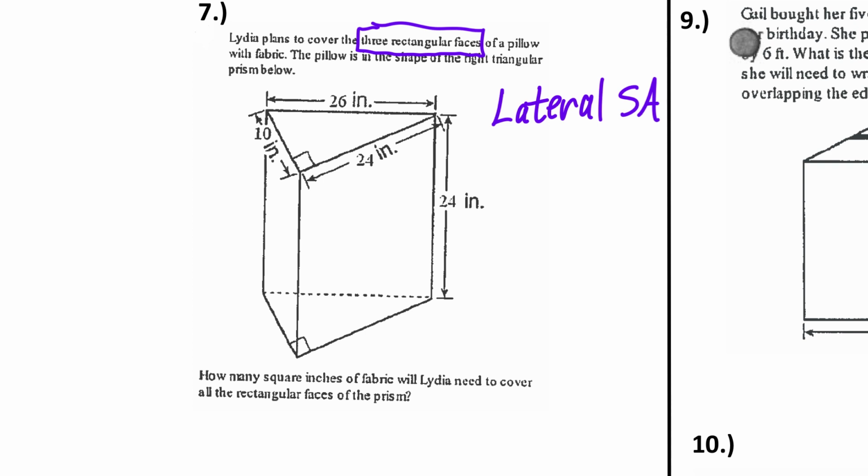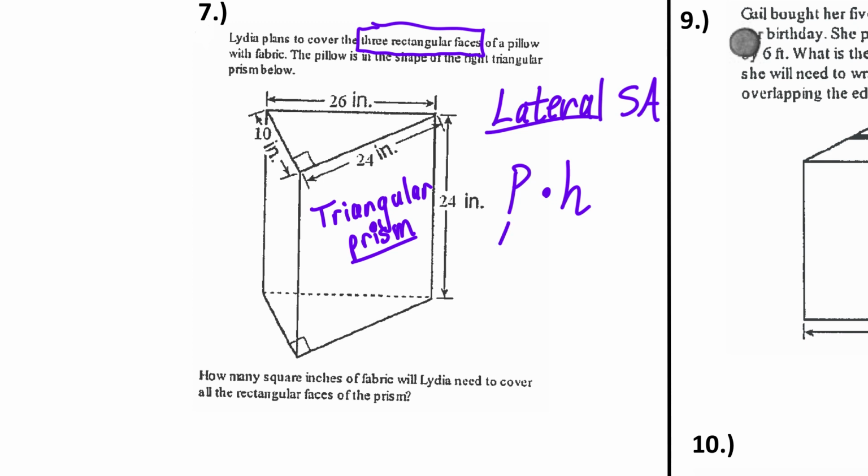What do we call this 3-dimensional shape? This is a triangular prism. Remember, it's a prism. It's got two bases, two triangles, and the faces are rectangles. So this is a triangular prism. So how do we find the lateral surface area of a prism? Good, P times H.